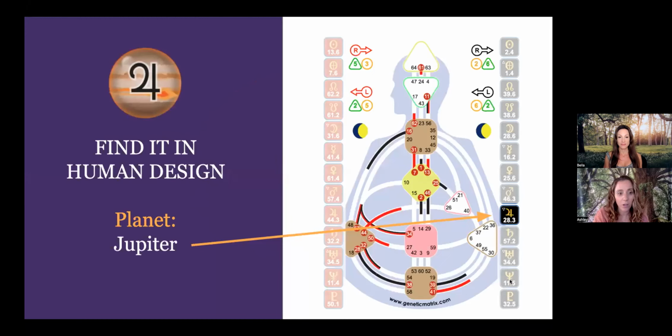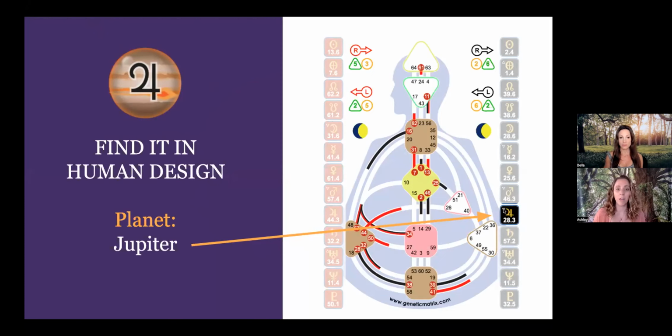Okay, so here's how you find it in Human Design. Let's get this out of the way so you already know. This little symbol over here on the Jupiter planet looks like a 4. That's what represents Jupiter. If you look over here, we're going to look at our conscious side. This is the personality side, but we're going to focus on conscious Jupiter.